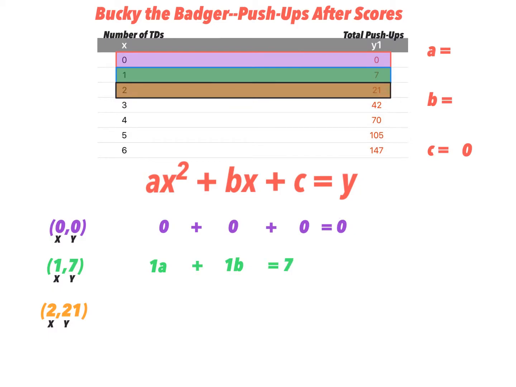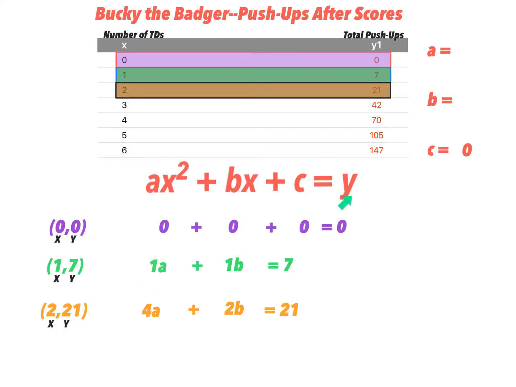And for our last data point, when the x is 2, the y will be 21. So put the 2 in for the x, and 2 squared is 4, so 4 times a. Put the 2 in for the x here, and that's 2 times b, or 2b, plus 0 again, will now equal 21.